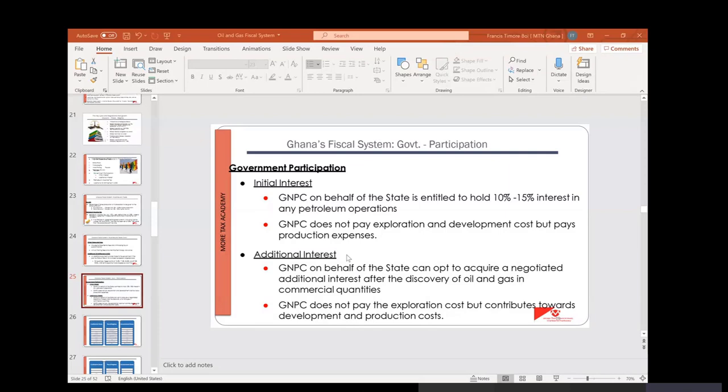Then you come, then we attack you with royalties and taxes. Then aside that, you give us free participation, 10% or 15%. Then aside that, we can even go ahead and get a bonus. So clearly it's like we are siphoning the oil companies. Because if you put all of these things together, Ghana is getting a lot. That is why, if you look at our Petroleum Revenue Management Act, people are saying it is the best act we can ever have to manage petroleum.